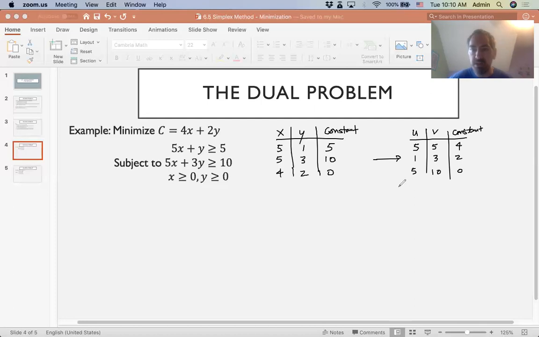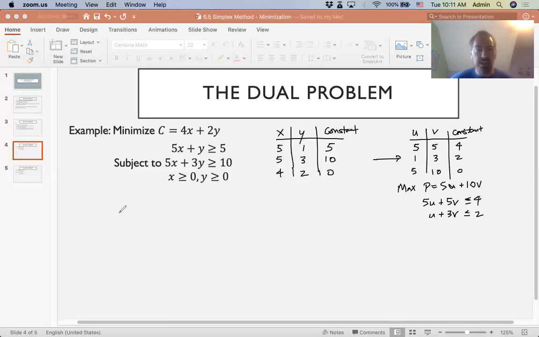We can think of this as maximizing the profit function 5u plus 10v subject to 5u plus 5v less than or equal to 4, and u plus 3v less than or equal to 2. So we have converted a minimization problem to this maximization problem. Now that we've done that, we can proceed with the same steps as we've seen in the previous videos.